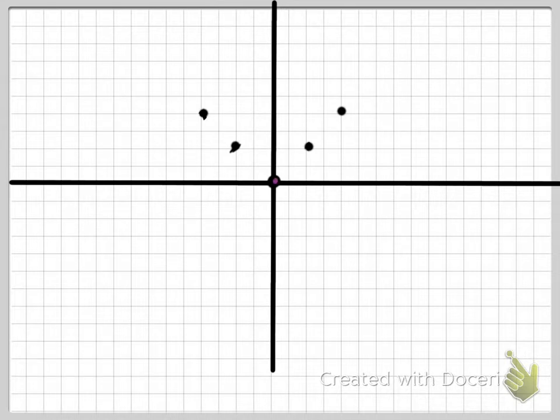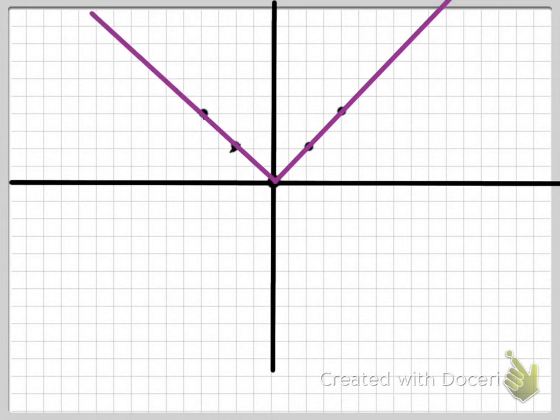I usually start from what is called the vertex. That's where the V is pivoting from. And then we're going to go up the other side. And that makes the absolute value function. So let's talk about some key things of this absolute value function.